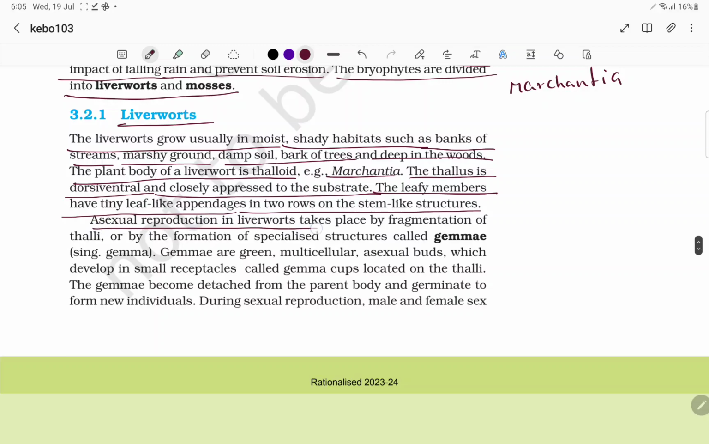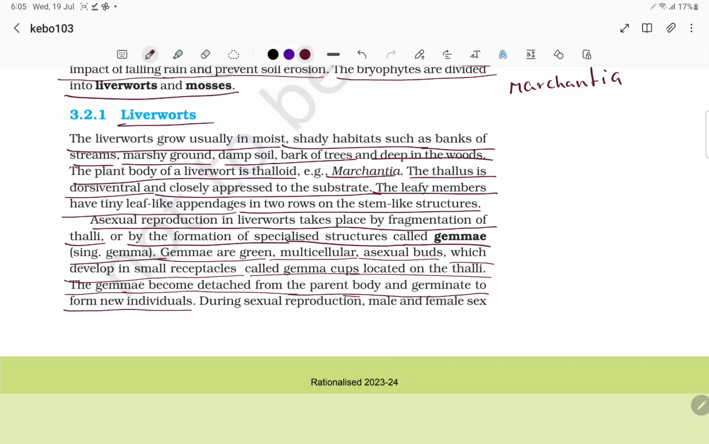Asexual reproduction in liverworts takes place by fragmentation of the thalli or by the formation of specialized vegetative propagules called gemmae. Gemmae is plural, gemma is singular. Gemmae are green, multicellular, asexual buds, which develop in small receptacles called gemma cups located on the thalli. The gemmae become detached from the parent body and germinate to form a new individual.